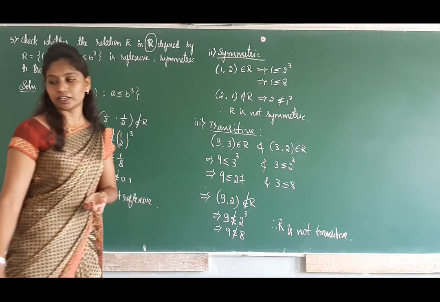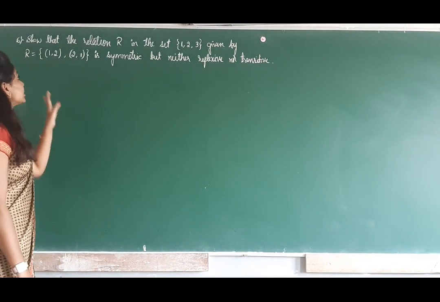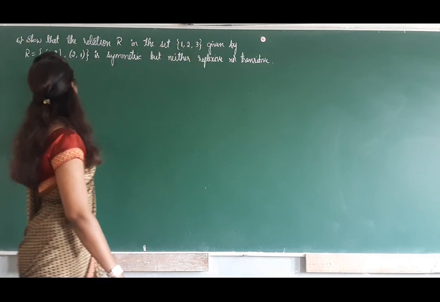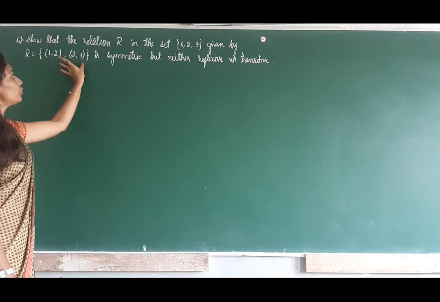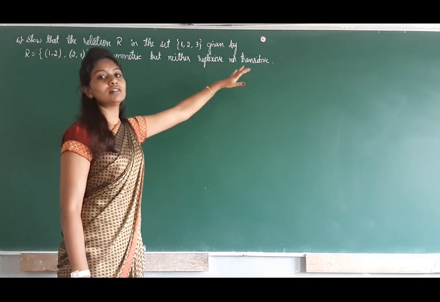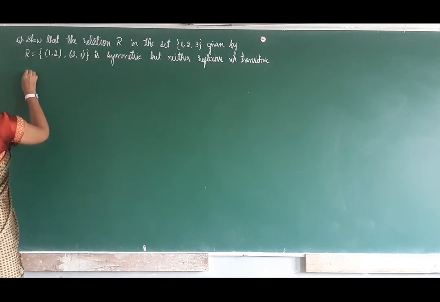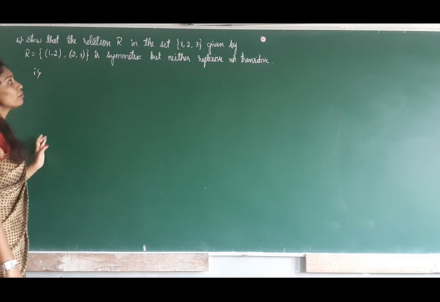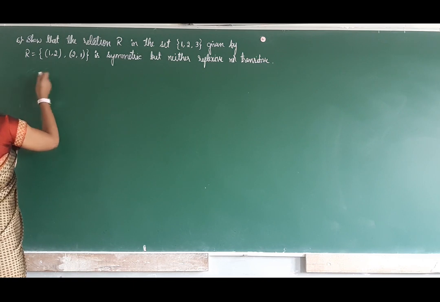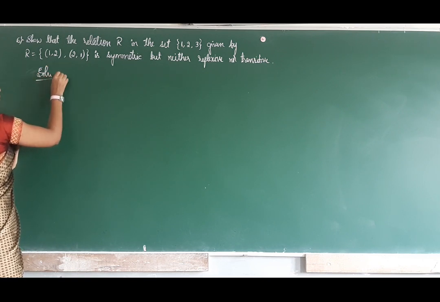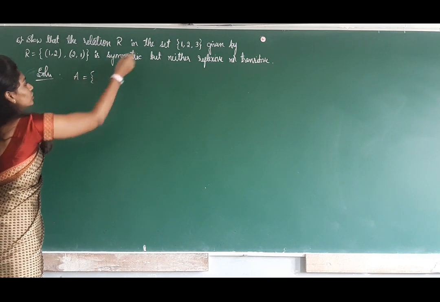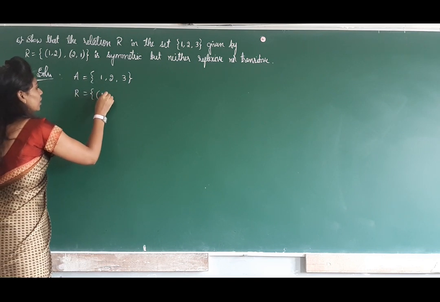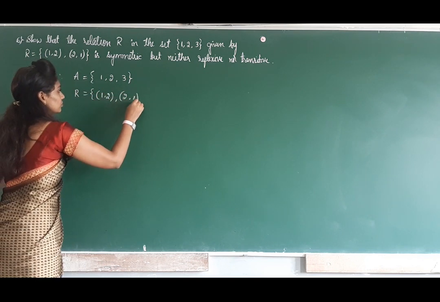Is it clear? Okay. And the sixth question is, show that the relation R in the set A = {1, 2, 3} given by R = {(1, 2), (2, 1)} is symmetric but neither reflexive nor transitive. Okay? So we have to show that the relation is neither reflexive nor transitive but it is symmetric. For this question, the set A is the elements 1, 2 and 3 and relation R is the ordered pairs (1, 2) and (2, 1).